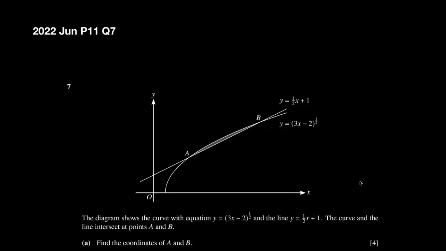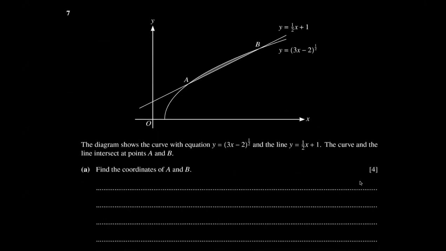June 2022, paper 11, question 7. Let's look at this question. The diagram shows the curve with equation such and such. So that is the curve over here, and the line y equals half x plus 1. That is the line. The curve and the line intersect at points A and B. Find the coordinates of A and B. That is the first part.